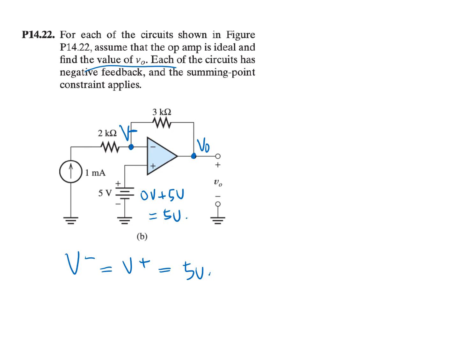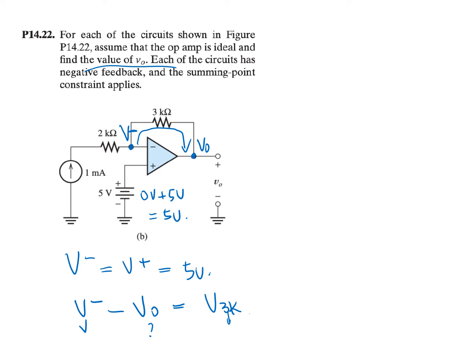Well, similarly, we have a relationship that V negative minus V out is equal to V3K. That's the voltage drop for the 3K resistor. And now we know V negative and we want to find V out.